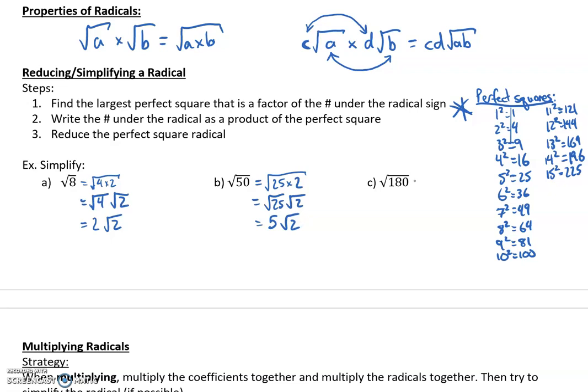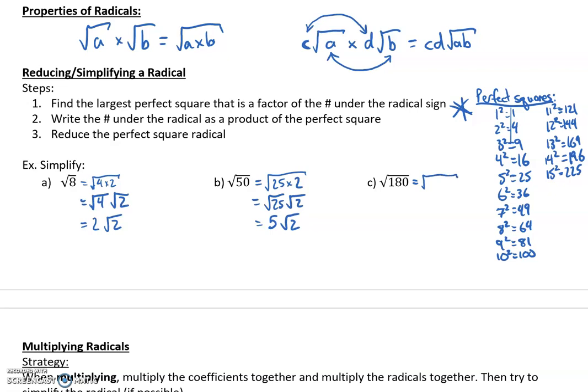Now, root 180. Okay, well, let's find the largest perfect square that we can possibly get here. And so 1's not useful. 4 goes into it, but let's see if we can get even bigger than that. 9. Okay, 9 works. 16, nope. 25, 36. Here's the deal. Let's say we tried 9. Let's go ahead and try 9.